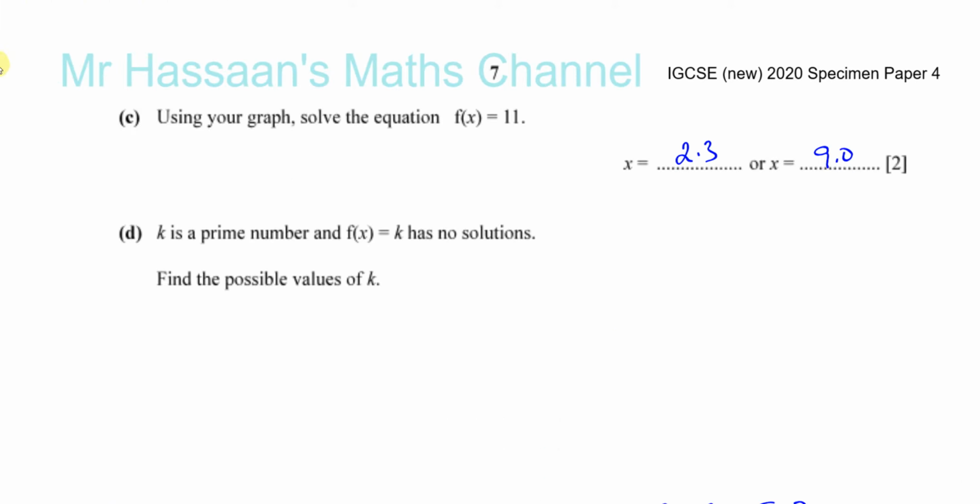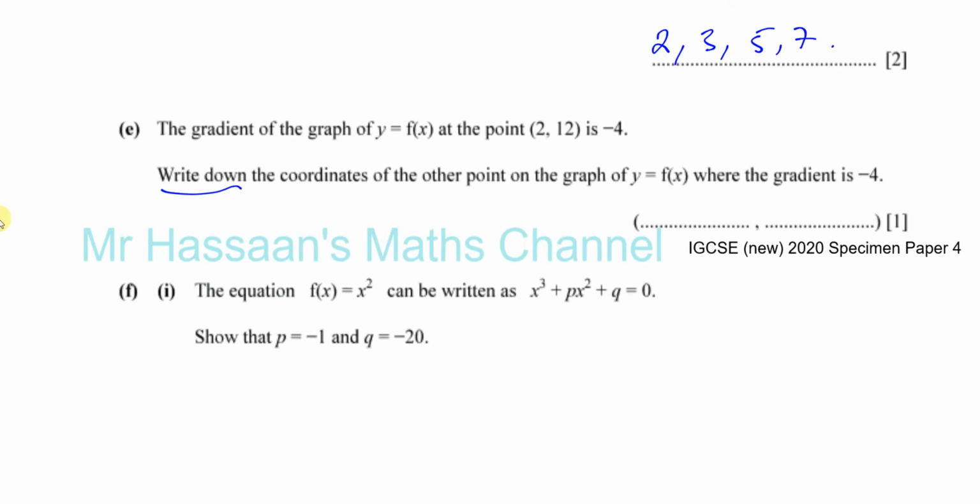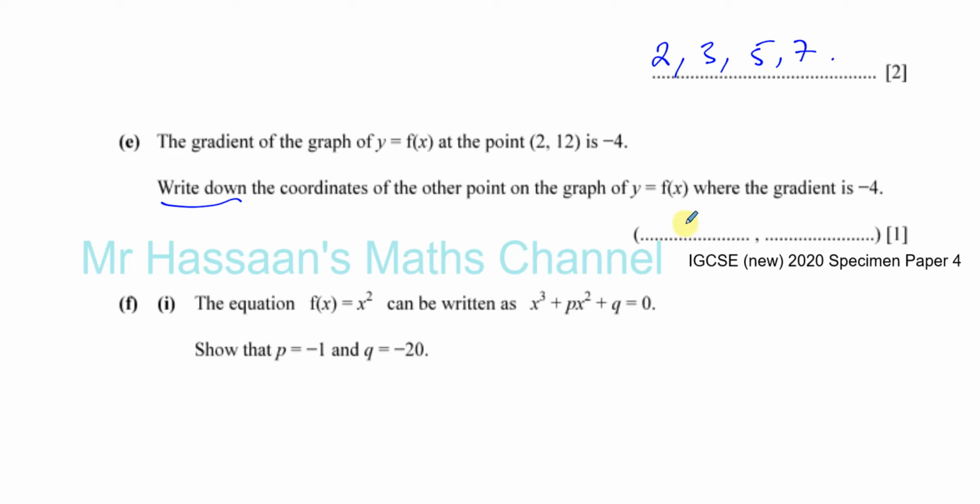Okay, so that's negative 2 and negative 12 is the answer here. Negative 2, negative 12, only worth 1 mark, no calculation needed.